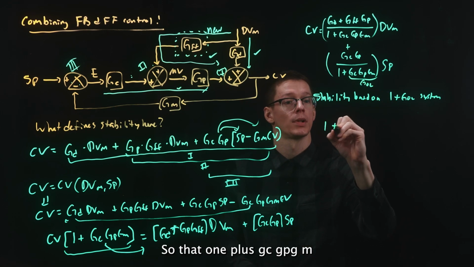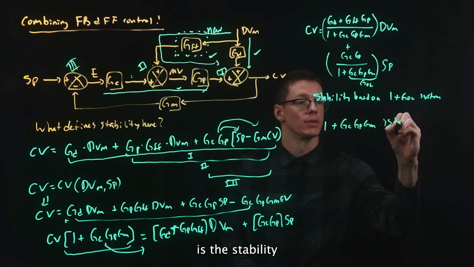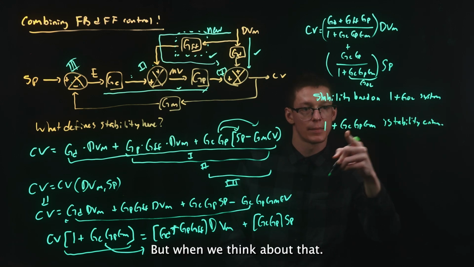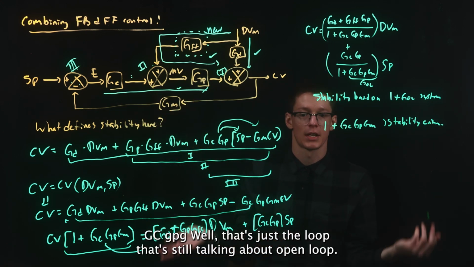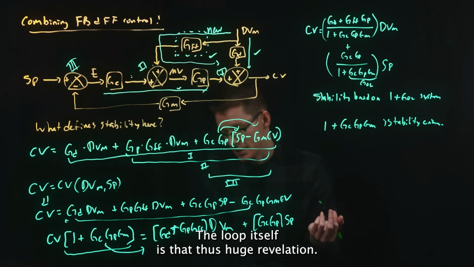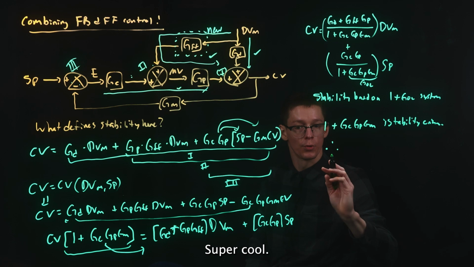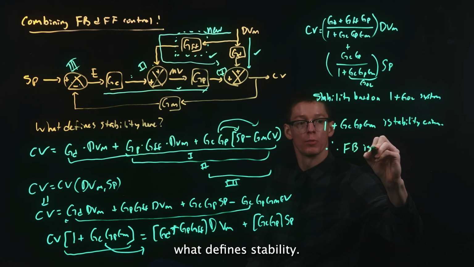So that 1 plus GC GP GM is the stability criteria. But when we think about that, GC GP GM, well, that's just the loop. That's still talking about the open loop. The loop itself is that. Thus, huge revelation, super cool. The actual feedback control is what defines stability.